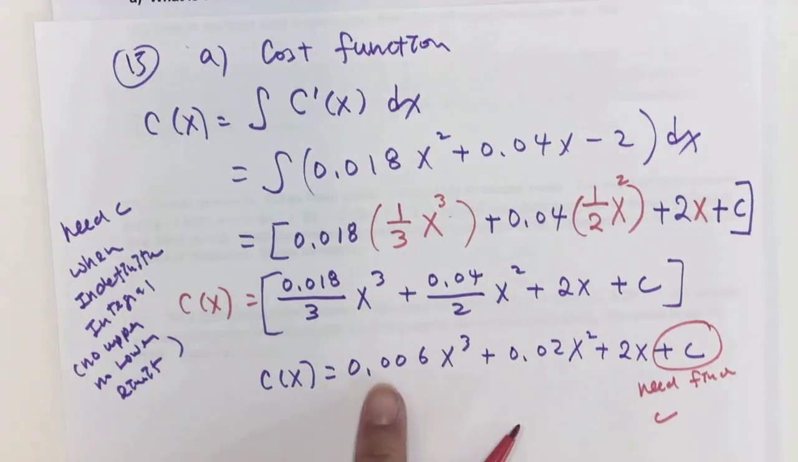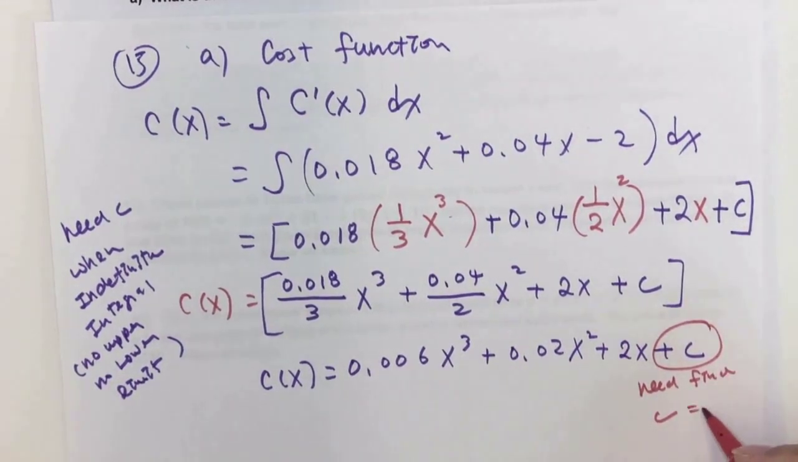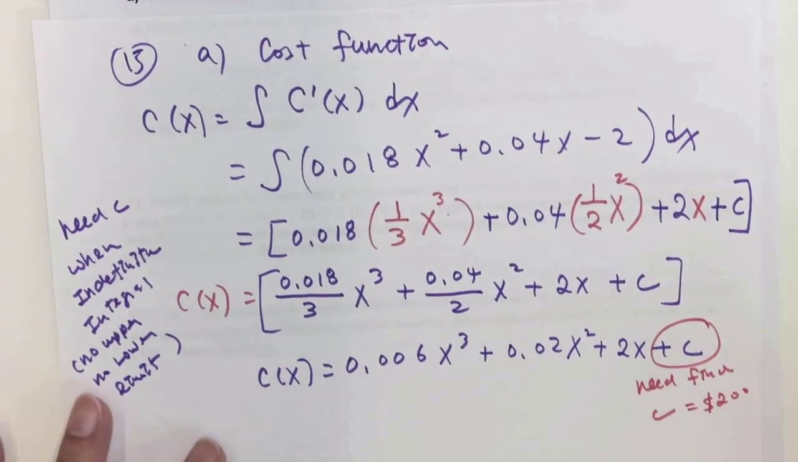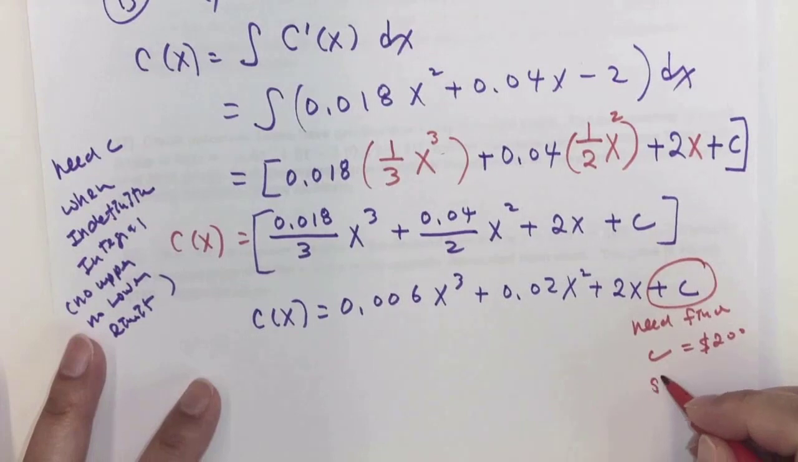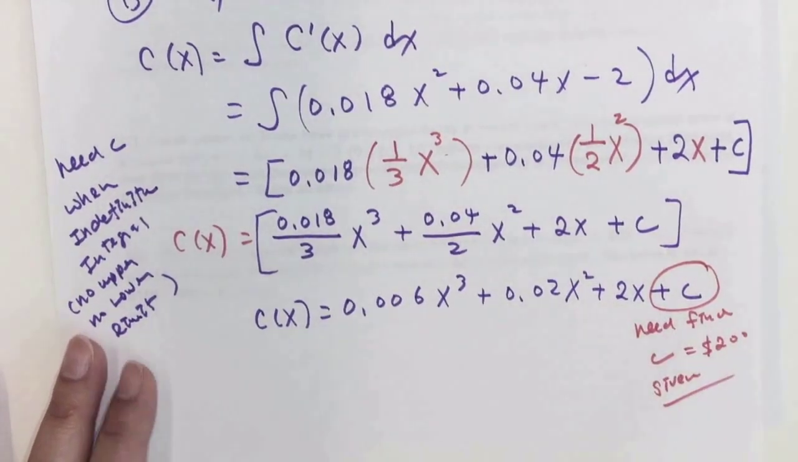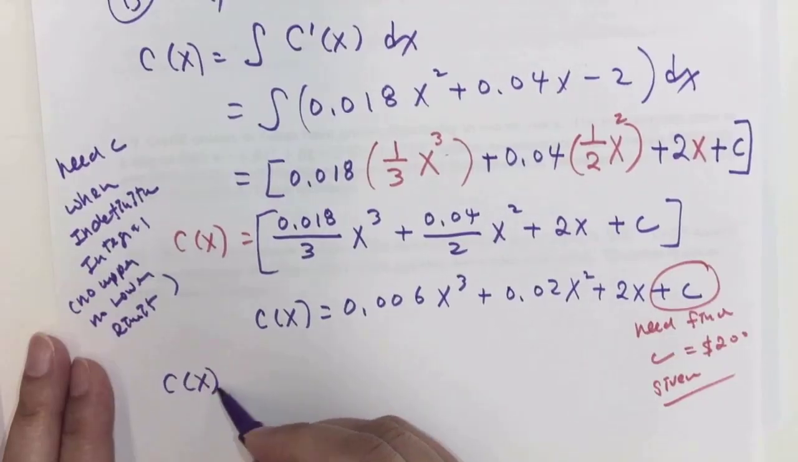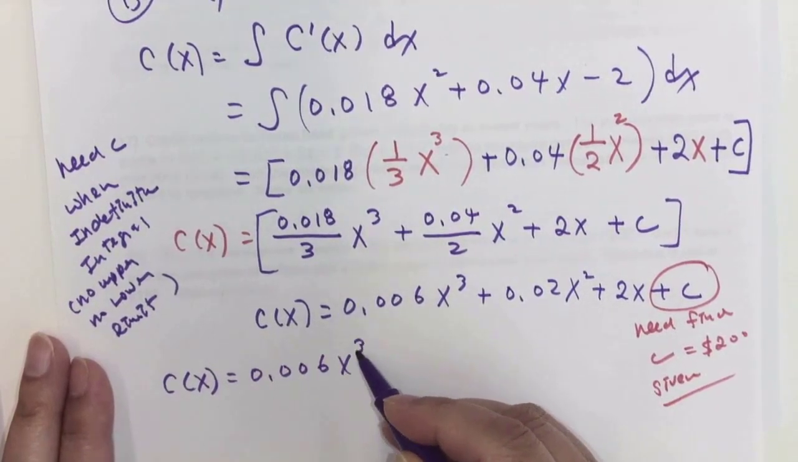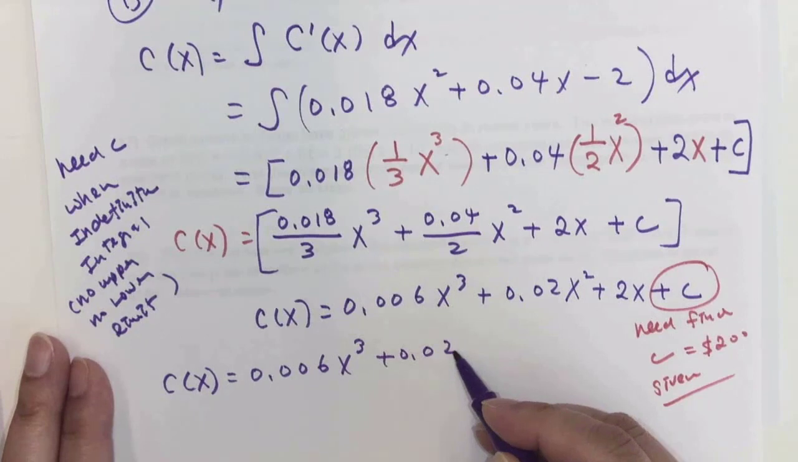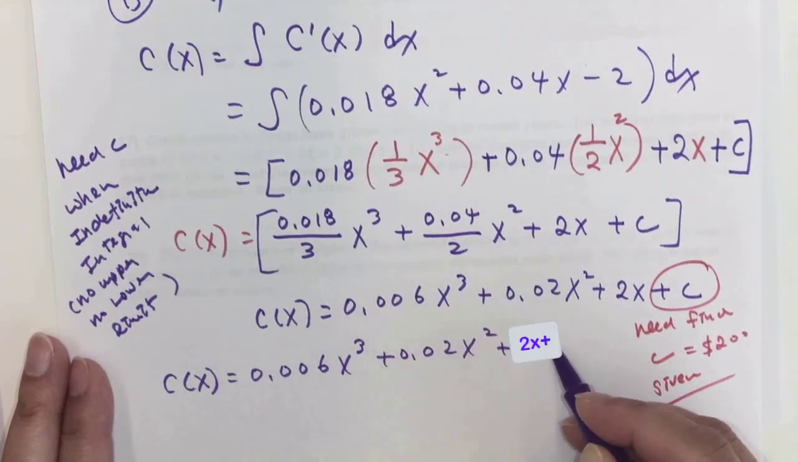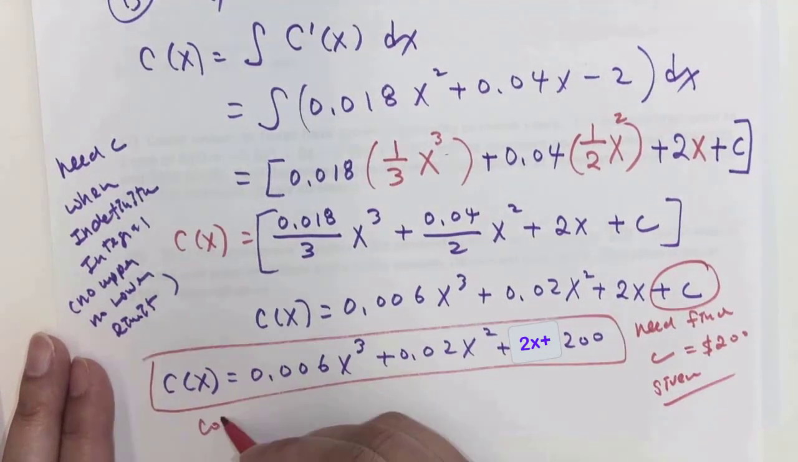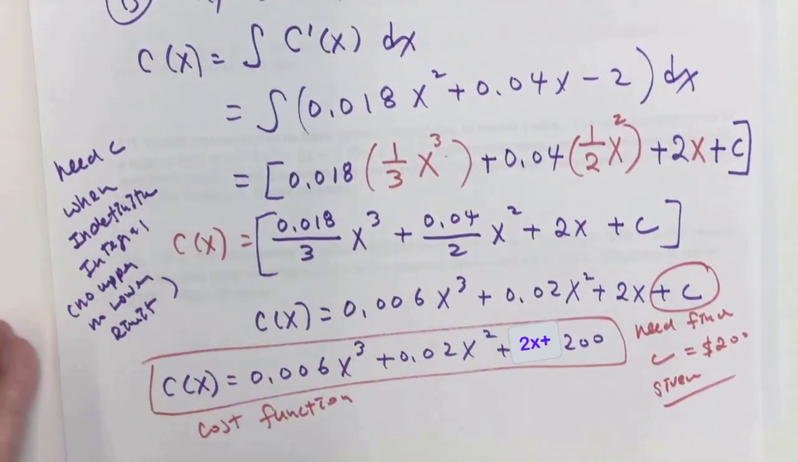Because the cost function is like variable cost plus fixed cost, right? So the last part would be the C, which is $200 a day. Daily, so they gave it to you. The C was given to you. In some questions you have to solve for C, but this one you do not. The final answer is C(x) equals 0.006x cubed plus 0.02x squared plus 2x plus 200. That's your cost function. Are we okay with this?